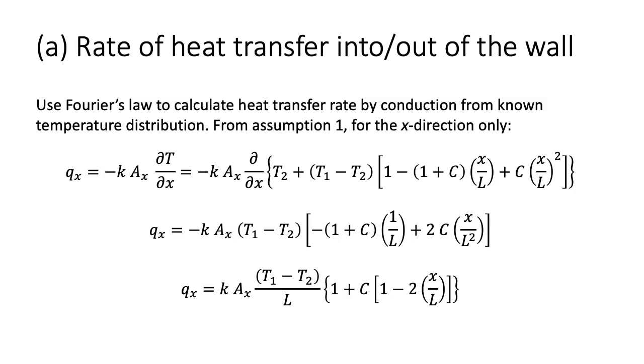Fourier's law to calculate heat transfer rate by conduction from our known temperature distribution. From assumption 1, for the x direction only, Fourier's law can be written as shown. Substituting in the known temperature distribution, we get a function for the heat transfer rate at all locations in the wall.